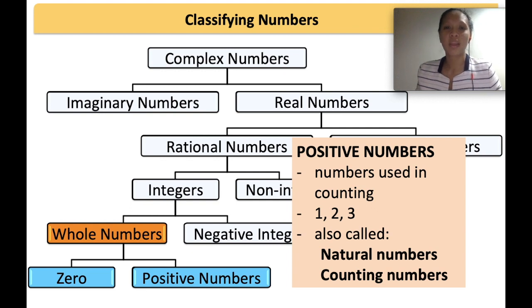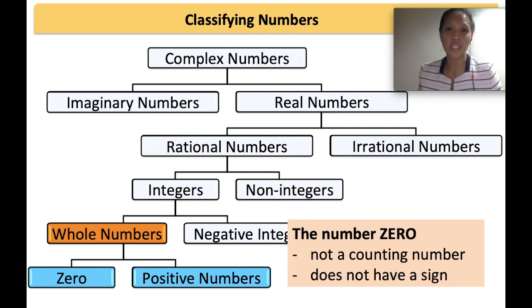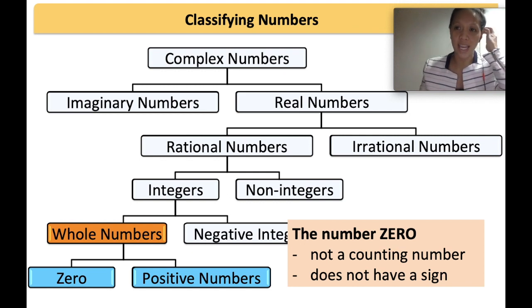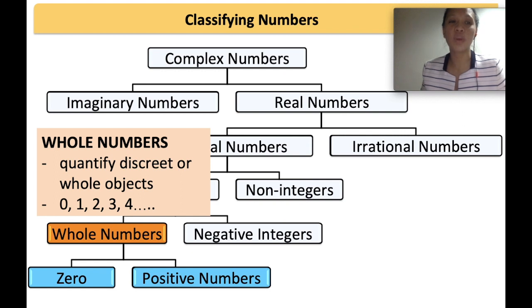Okay? Next, we have the number 0. So again, ang number 0 natin is not a counting number. And wala siyang sign. So ang 0 and positive numbers natin as a group is called the whole numbers. So whole numbers are used to quantify discrete or whole objects. So we have 0, 1, 2, 3, 4, 5, and so on.